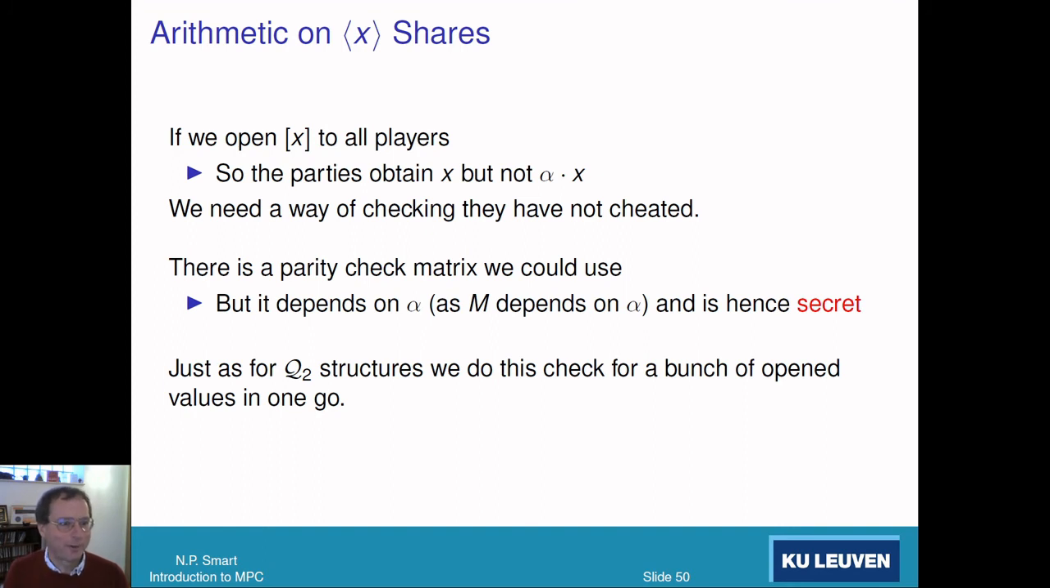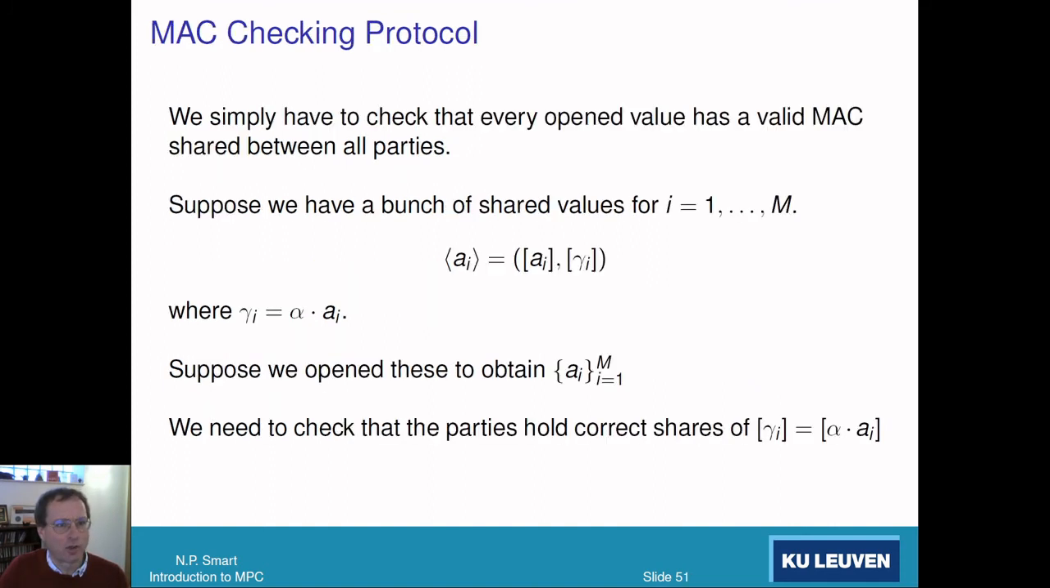Because the underlying matrix M is secret, the parity check matrix also depends on alpha and hence is also secret. So what we want is a protocol that checks the sharing of the MAC is correct, in other words that the parity check matrix is okay, but we want to do this without knowing the parity check matrix. And just like with the Q2 access structure, where we checked lots of values at once using a hash, we're going to do this, checking lots of values at once, again using a trick.